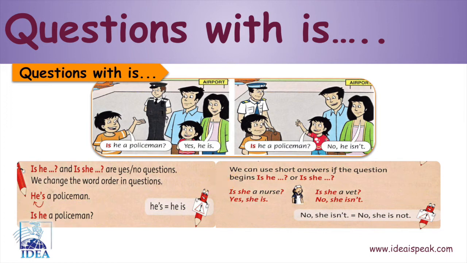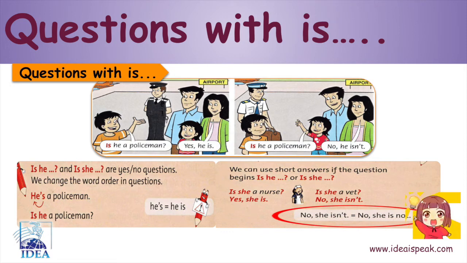We can use short answers if the question begins with is he or is she. Example, is she a nurse? Yes, she is. Is she a vet? No, she isn't. Remember, if we make the sentence longer, it is no, she is not. Don't forget that.